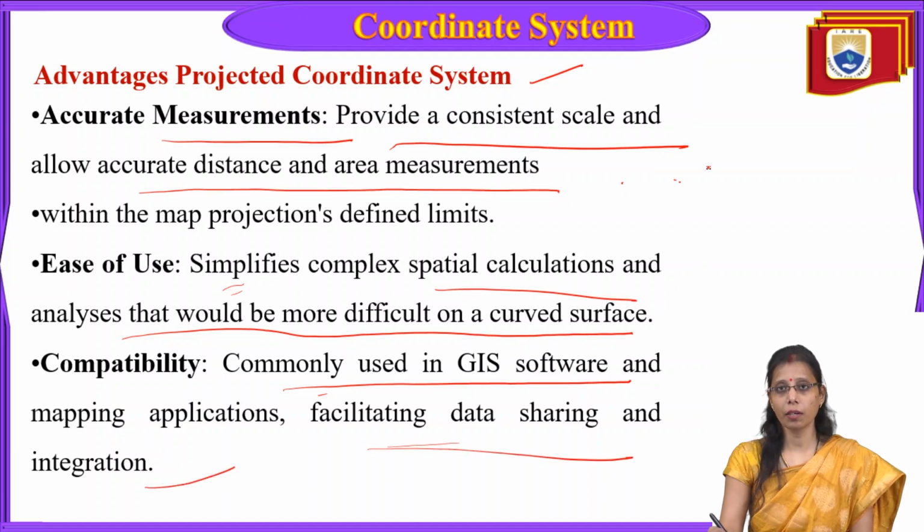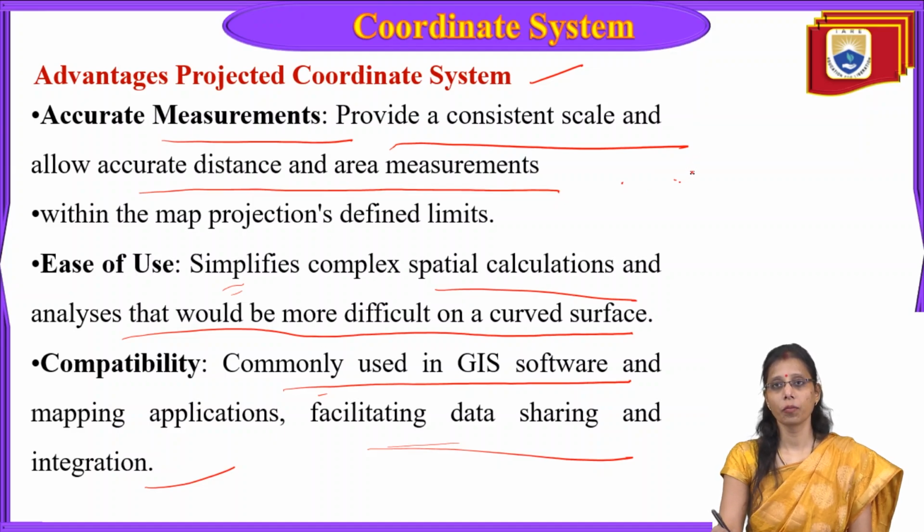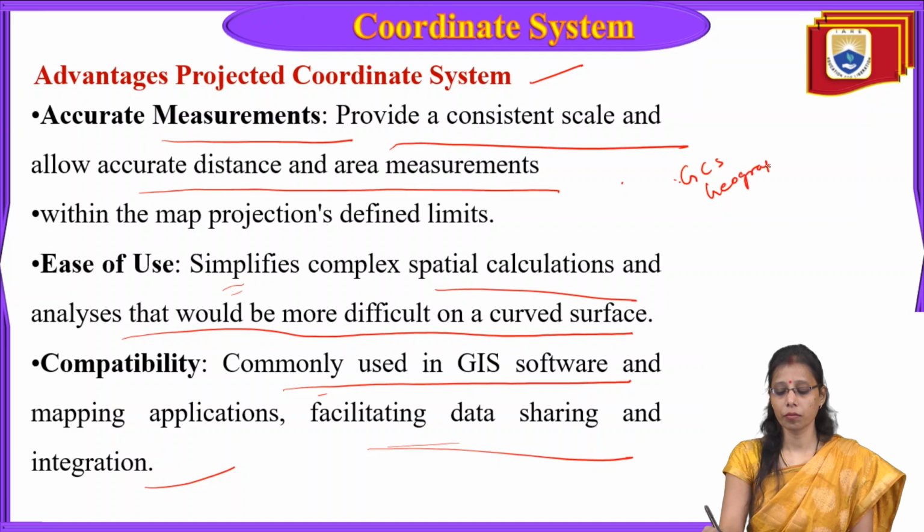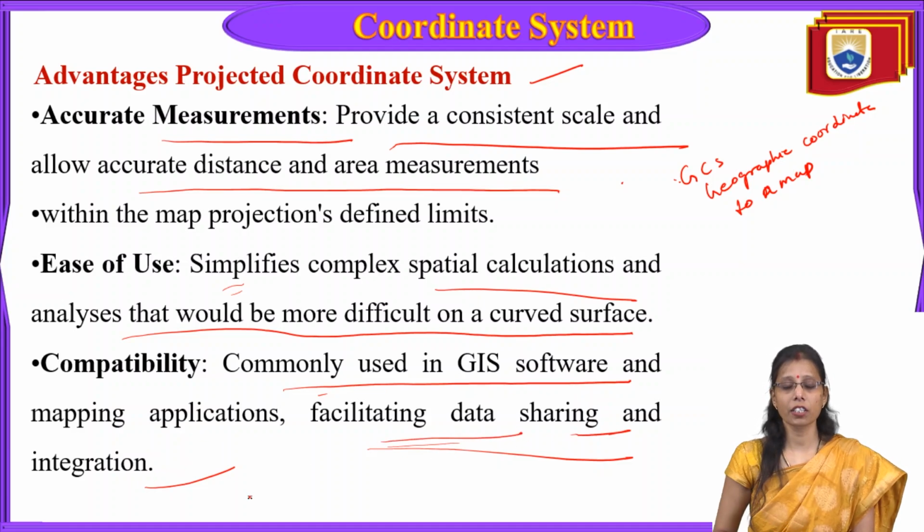Compatibility we can do with the help of this coordinate system. So if you assign a GCS, geographic coordinate system, to a map, then what happens? It will just help us to use the software mapping applications, facilitating data sharing and integration will be easier.